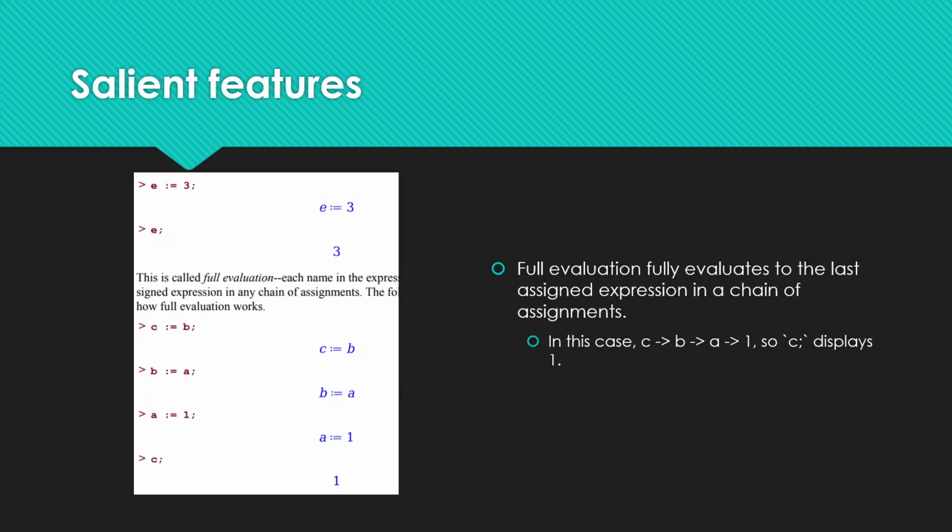Maple has something called full evaluation. Full evaluation fully evaluates to the last assigned expression in a chain of assignments. In this case, C gets assigned to B gets assigned to A, then, oh, sorry, then 1 is assigned to A. So C shows a value of 1.